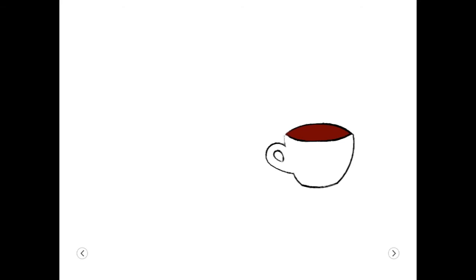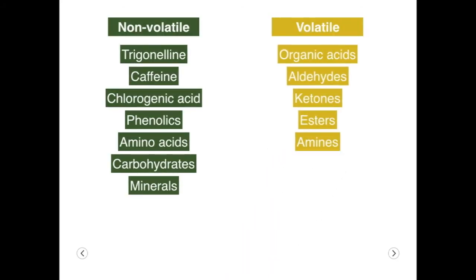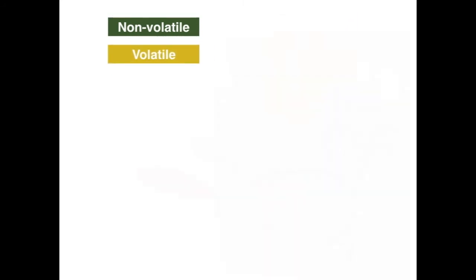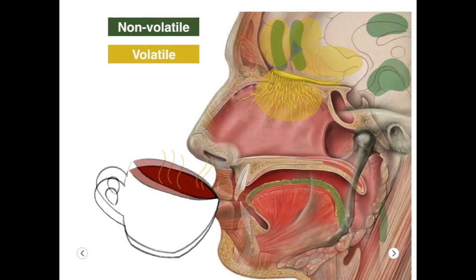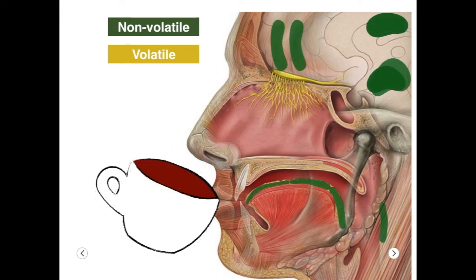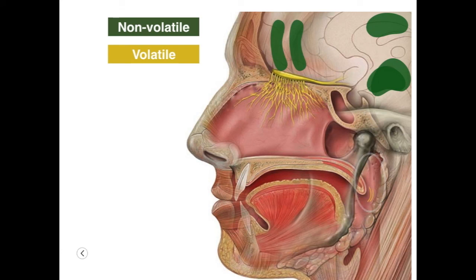Compounds in the brew can be divided into the volatile and the non-volatile. We sense volatile compounds through our noses. We sense the non-volatile compounds with our taste buds. We also sense volatile compounds through our retronasal cavity.